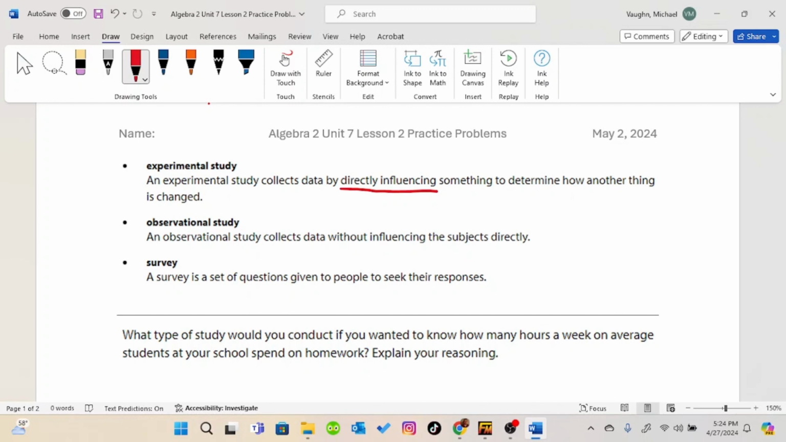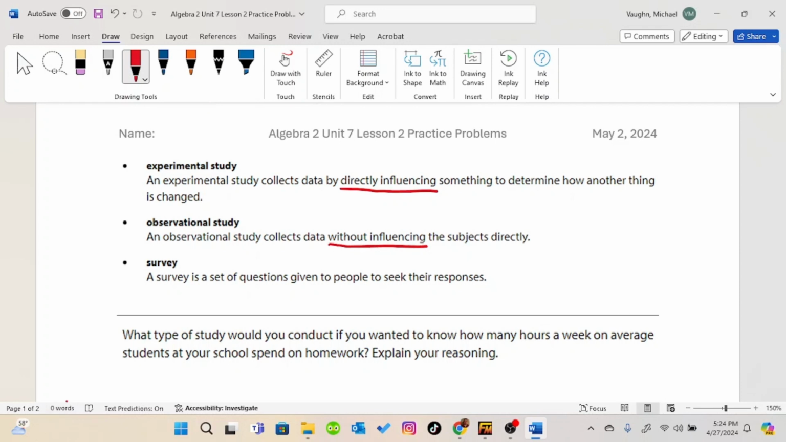Number 2, observational study. An observational study collects data without influencing the subjects directly. So the key here is without influencing.